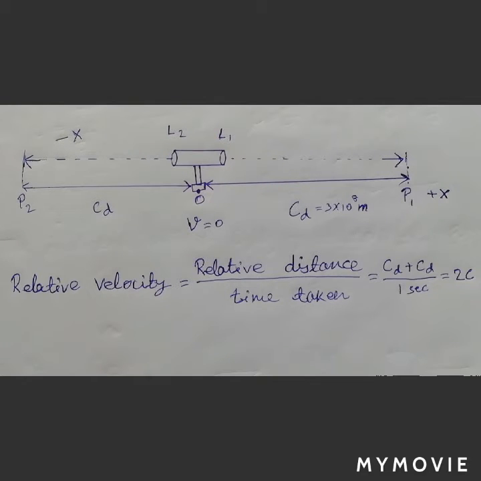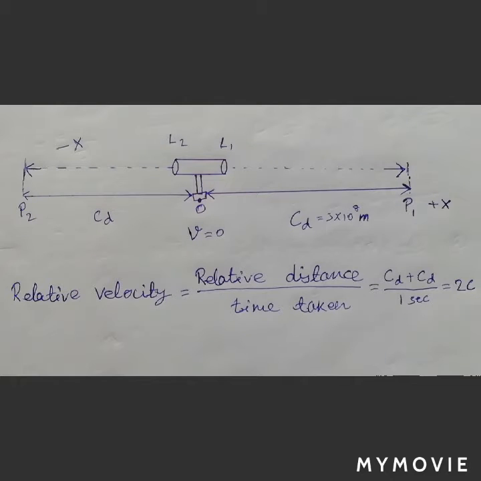But according to Einstein's theory of relativity, the relative velocity cannot exceed the velocity of light c. But now we get the result that it must be greater than c. It is not practically possible.